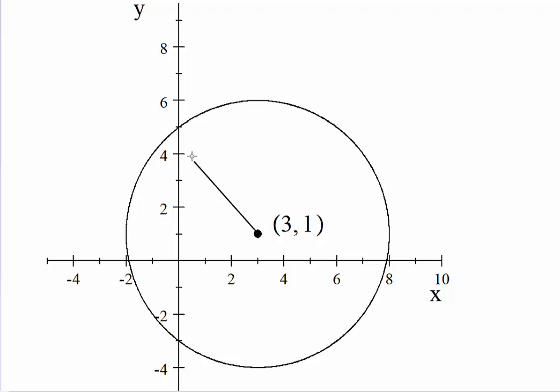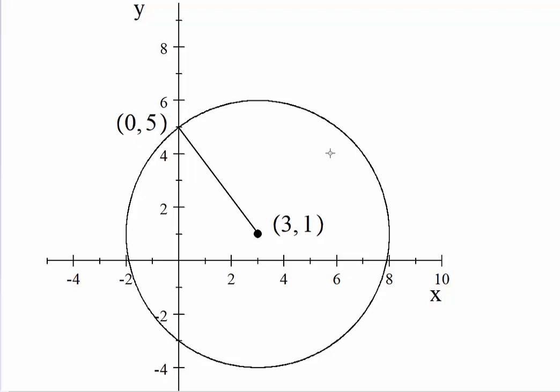The center is at (3, 1). And what is the radius? The radius is the distance from the center to any point on the circle. For calculation purposes, I chose a convenient point here on the y-axis because it would be easy to evaluate. The coordinates of this point on the circumference of the circle are (0, 5).